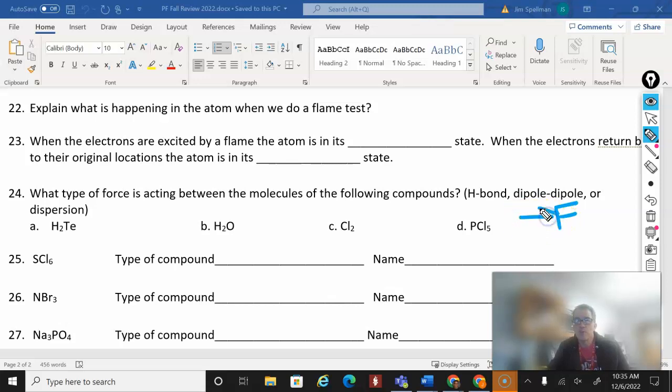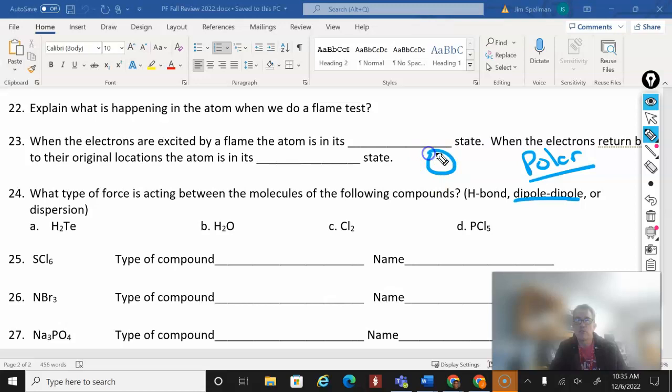So fluorine's always going to be wanting to pull the electrons closer, even if it's sharing. It's not a perfect sharing. It's an unequal sharing that we have going on here. So typically we have a dipole-dipole interaction when we don't have equal sharing. That's going to occur when something is polar.